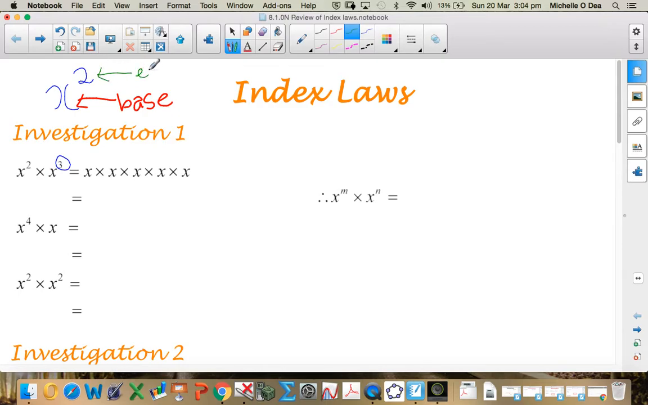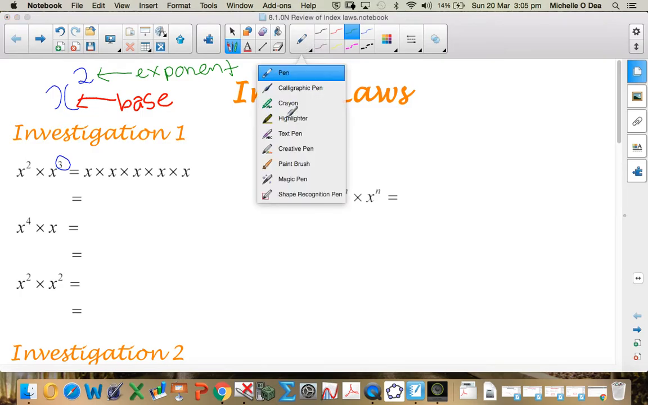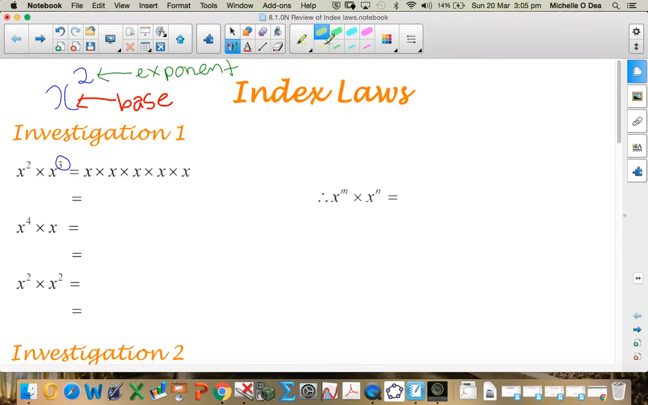To start with, on the first day we're just going to look at rules that you should have already seen somewhere along the way and just revise those rules. So let's get stuck into it. You should also remember that when we have powers or exponents, that power just tells us how many times we multiply by itself. So x squared means that we multiply by itself 2 times. X cubed, we could write as x times x times x, 3 times.